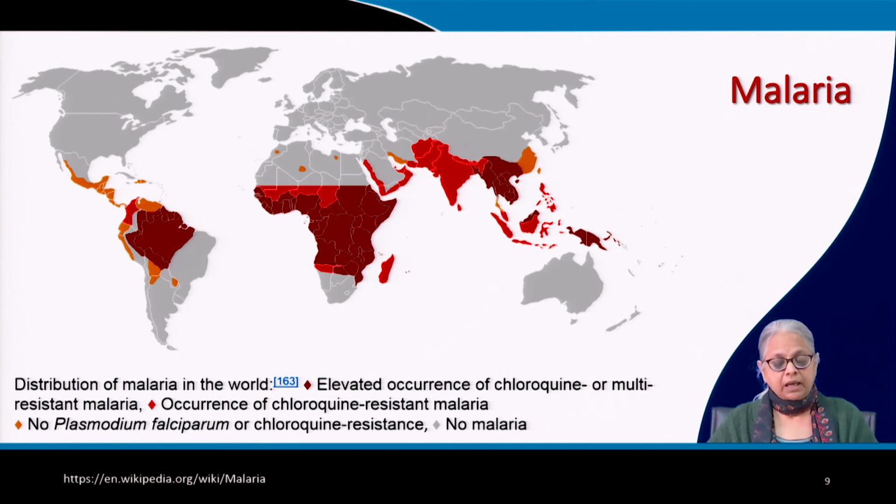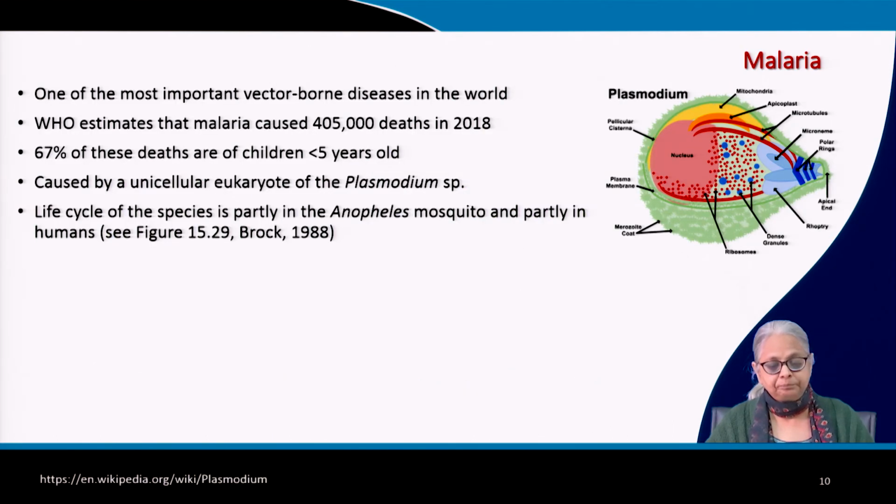So you can see that malaria is very frequent in certain parts of the world, and that's clear over here. Like I said, it's one of the most important vector-borne diseases that is known even to this day, and WHO, the World Health Organization, estimates that malaria caused at least 405,000 deaths in 2018. 67%, the bulk of these deaths, 2/3 of these deaths were of children below 5 years of age.